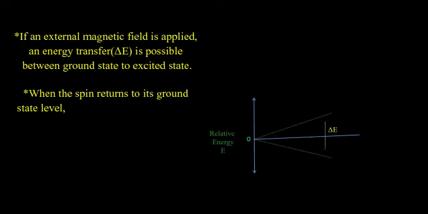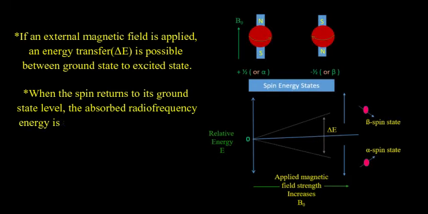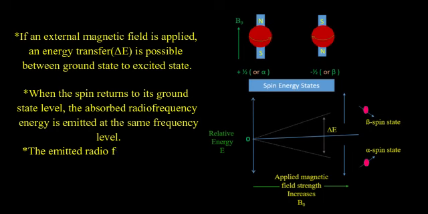Also, if an external magnetic field is applied, an energy transfer delta E is possible between the ground state and the excited state. When the spin returns to its ground state level, the absorbed radio frequency energy is emitted at the same frequency level. This is clear by the diagram. The two poles are there, the blue shaded portion, and the spinning of the nucleus is indicated by the red ball. The emitted radio frequency signal gives the NMR spectrum of the concerned nucleus.